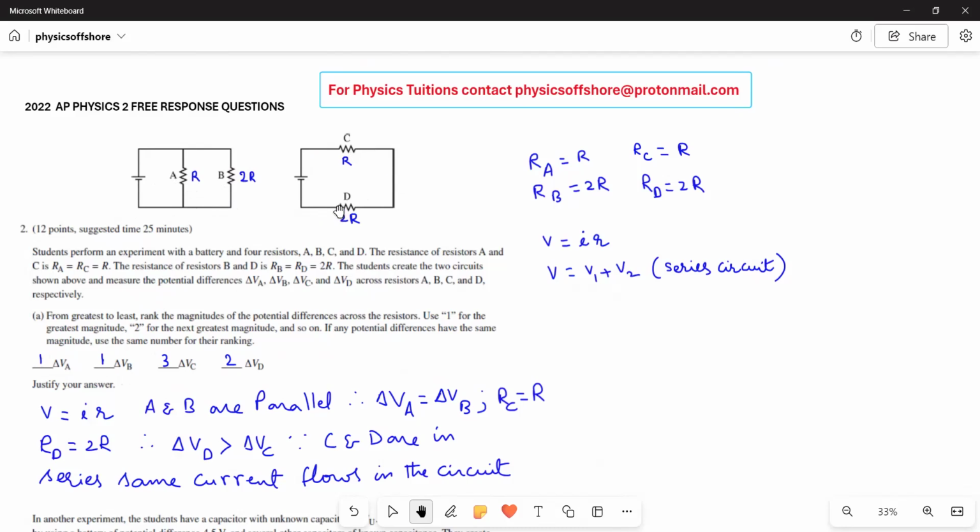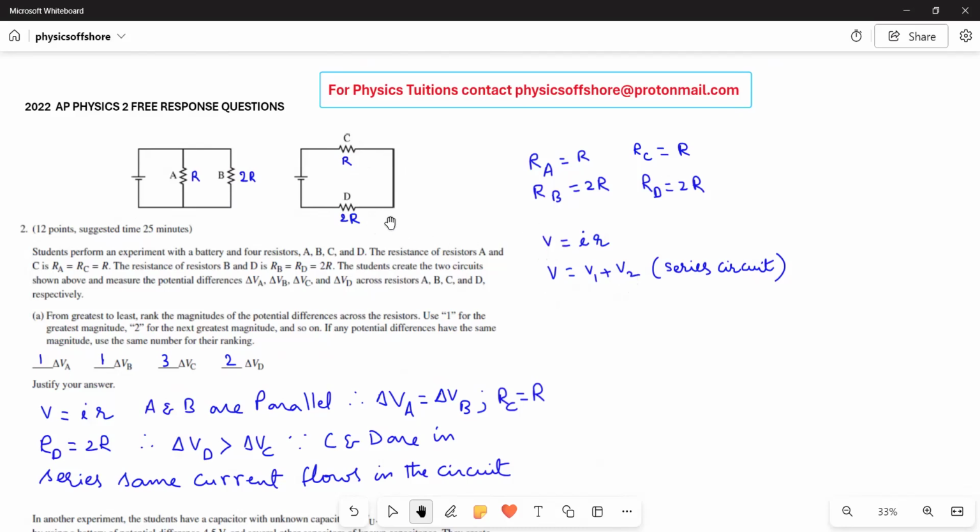Now coming to the series circuit. In the series circuit, the current will be the same and the potential difference, or the voltage drop, will be different across each resistor. Now we know V = IR. The total voltage V is equal to V1 plus V2, where V1 is the voltage drop across the first resistor and V2 is the voltage drop across the second resistor. Since V = IR and I is the same for both resistors, the voltage depends on the resistance. If resistance is more, voltage will also be more.